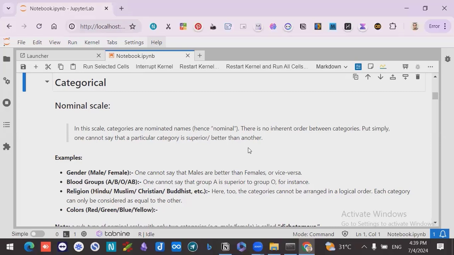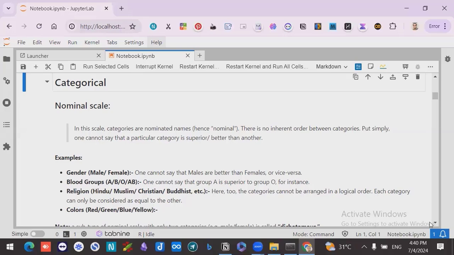In these cases, one cannot say males are better than females or vice versa. It is just nominal, male and female. Blood group: one cannot say group A is superior to group B or something. Of course, each is an individual group. Religions, we can say Hindu, Muslim, Christian, Buddhist. I know these are different categories. Colors as well, red, green, blue. And this is nothing but nominal scaling.